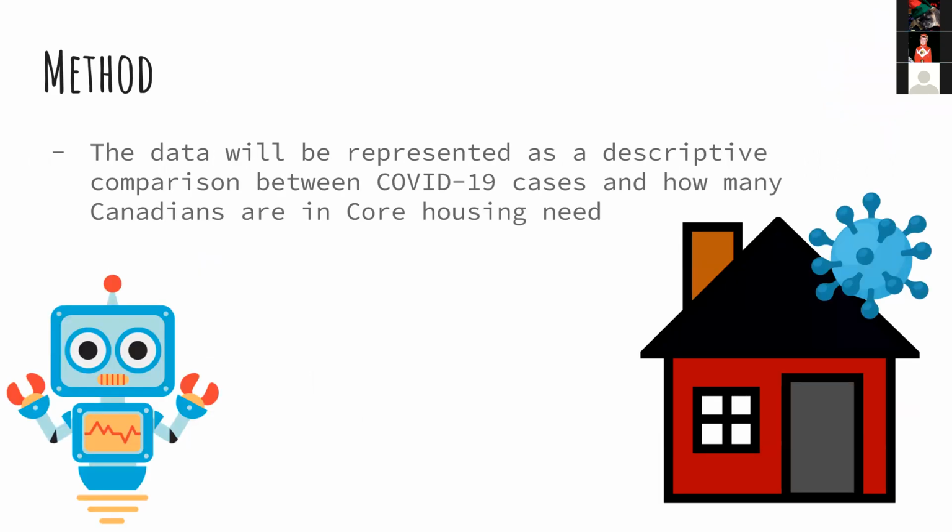So the method we used for this question was just a descriptive comparison between COVID-19 cases and how many Canadians are in core housing needs. However, we weren't actually able to do this because we don't have the data for 2020. We only have the data up to 2016, which can be seen in the graph here.